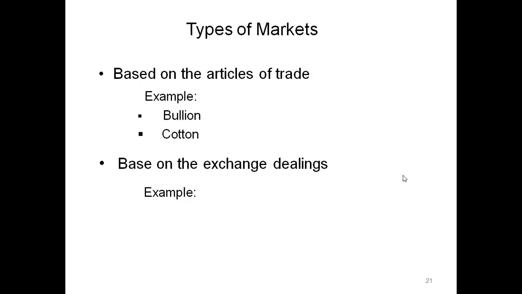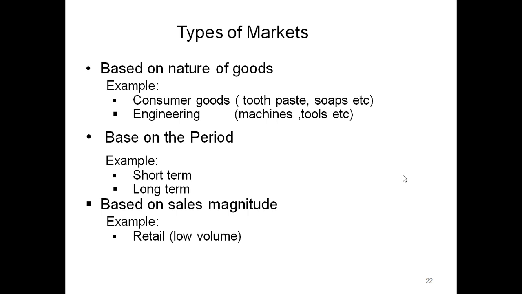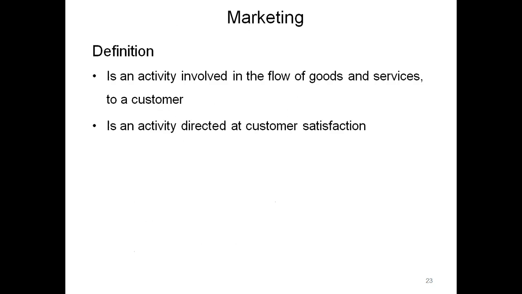So what are the types of markets? Based on articles of trade, you'll have bullion or cotton. Based on the exchange of dealings, you'll have product or cash. Based on nature of goods, for example consumer goods such as toothpaste, soaps, etc., and engineering goods such as machines, tools, etc. Based on the period, for example short term and long term. Based on sales magnitude, retail means low volume, wholesale means high volume.